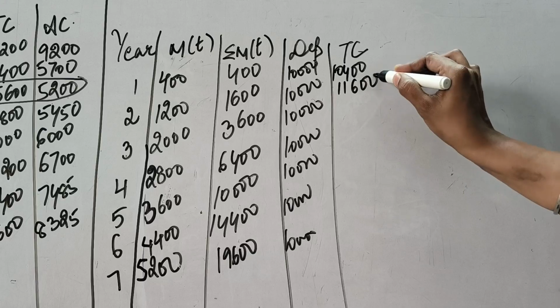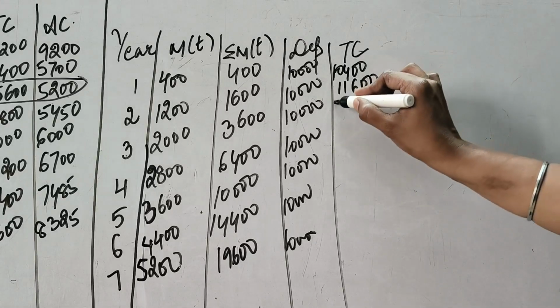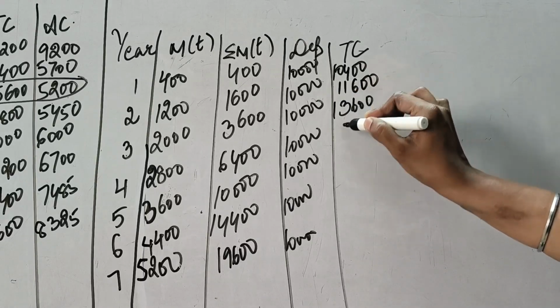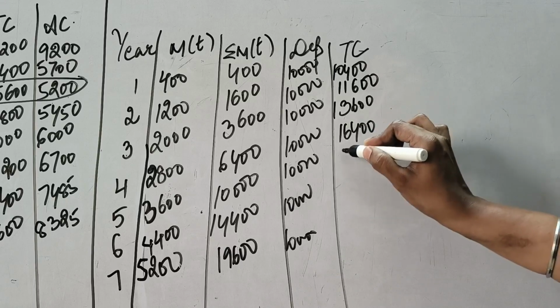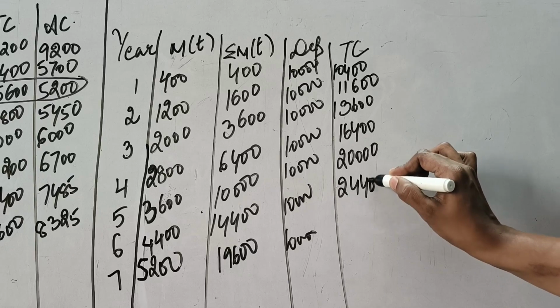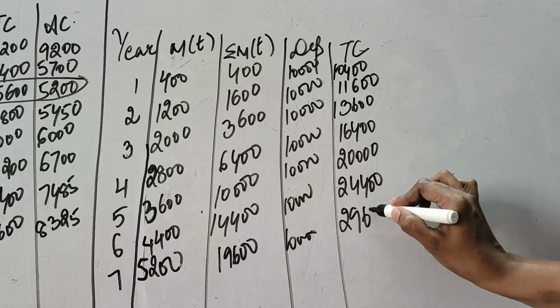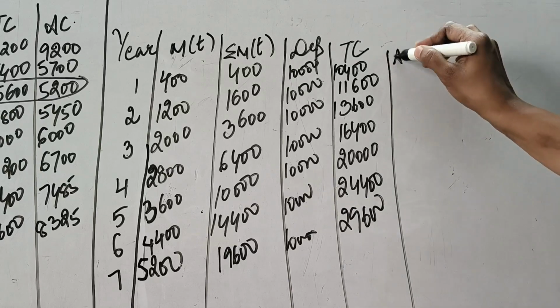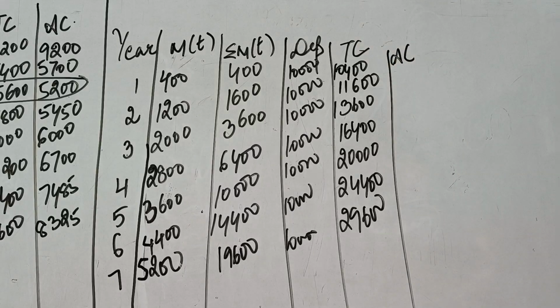Next comes out to be 11,600, 13,600, 16,400, 20,000, 24,400 and 29,600. Now calculating the average cost, dividing it with the number of years.